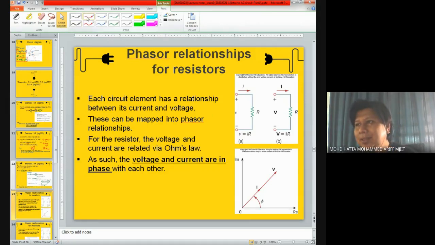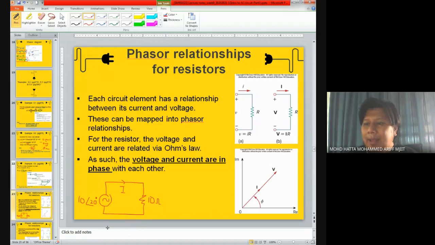Let me try to draw the circuit. For example, we have a voltage source here of 10 with an angle of, let's say, 20. My voltage is written in polar form, and let's say the resistor value is also 10 ohm. And the question is: what is the current here?